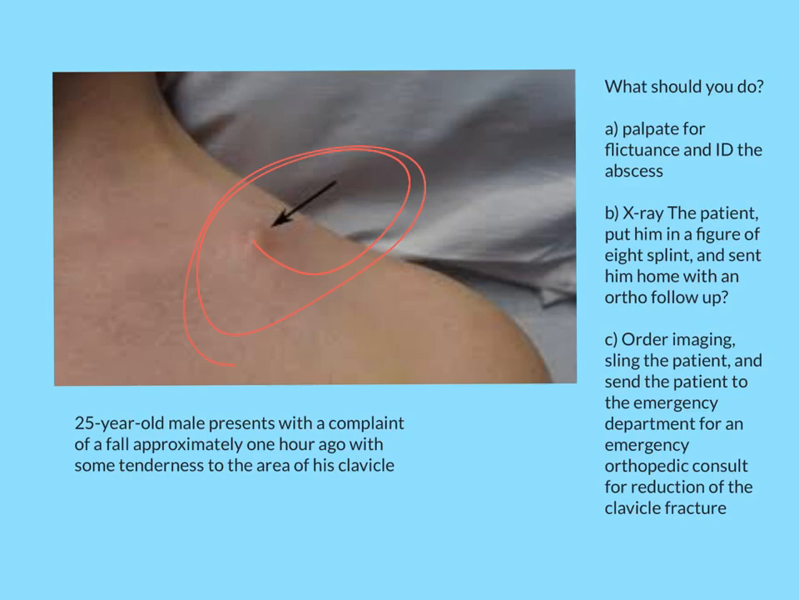Your choices are to palpate for the fluctuance and incise and drain the abscess; x-ray the patient, put him in a figure of 8 splint, and send him home with an orthopedic follow-up; or C, order imaging, sling the patient, and send the patient to the emergency department for an emergency orthopedic consult for reduction of the clavicle fracture.